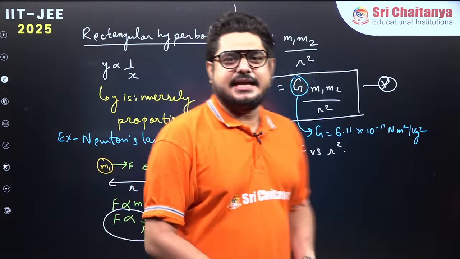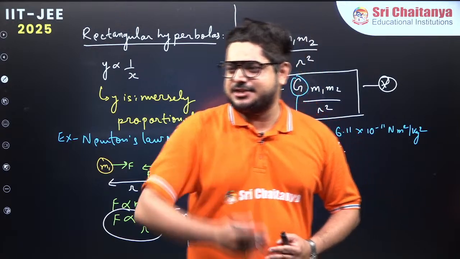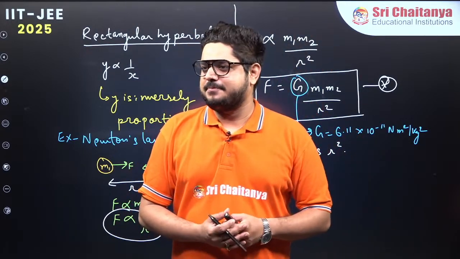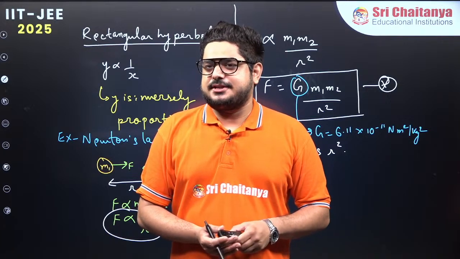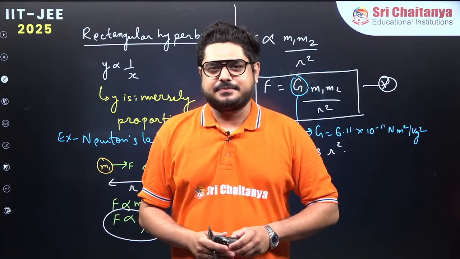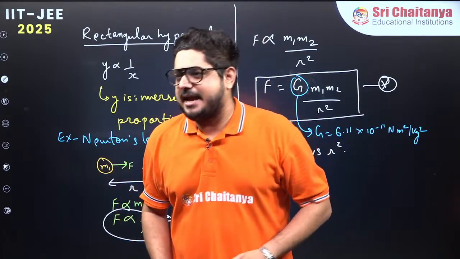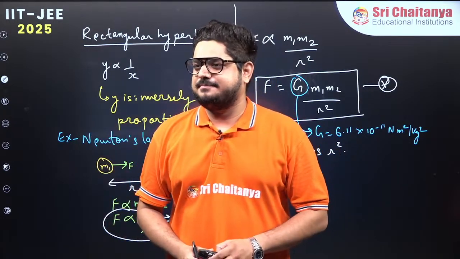It has to be inversely proportional. So there itself we are going to have the rectangular hyperbola, because it follows the inverse square law. It's a deduced law.